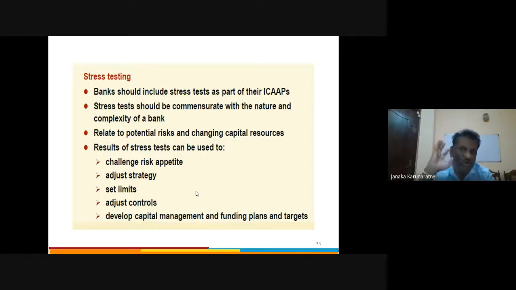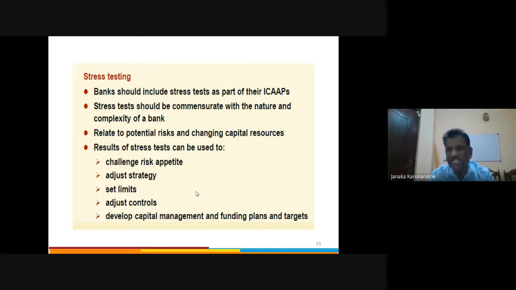So it's a hypothetical scenario of a future event, whatever the future event. If that happens, what would be the negative impact on my benchmark indicators? What would be the final hit on my capital? So you can assume some scenarios. Maybe my NPL increased by 20%, my NPL increased by 50%, and so on.